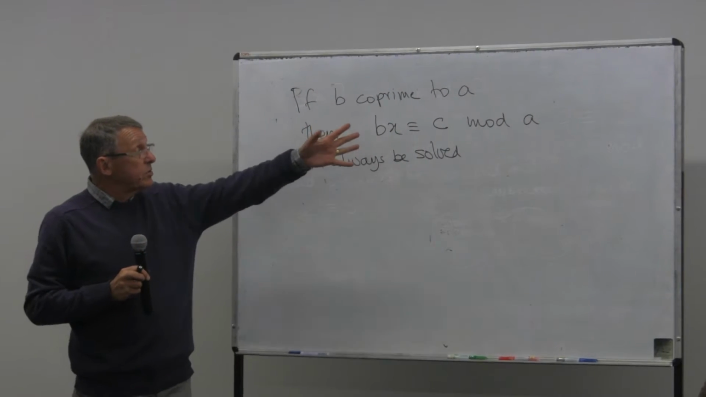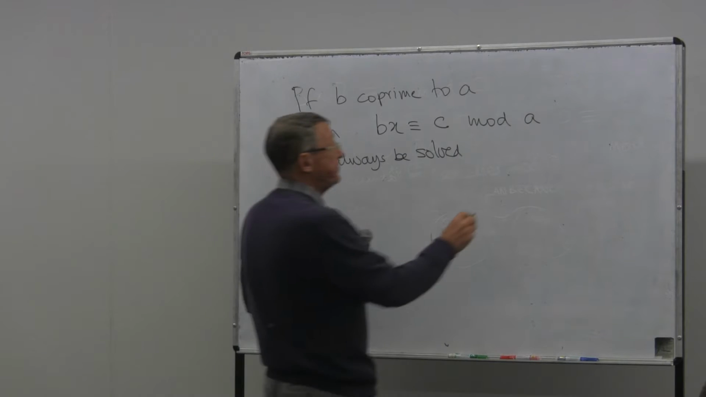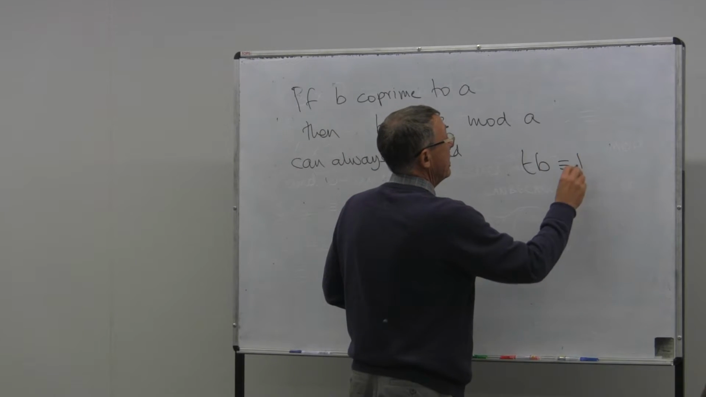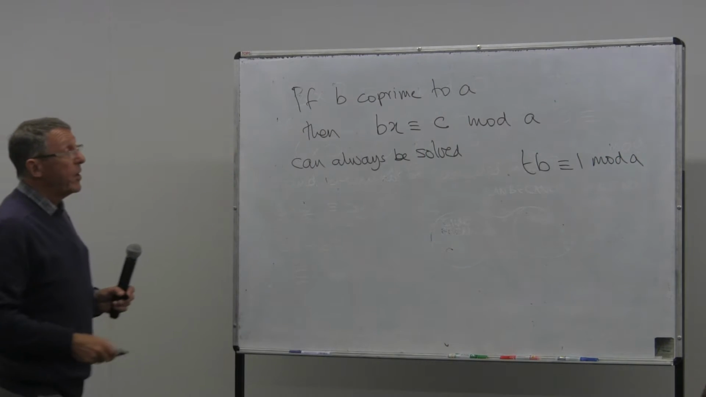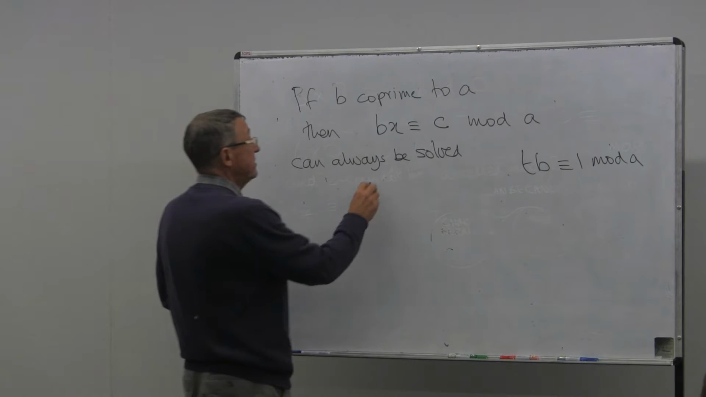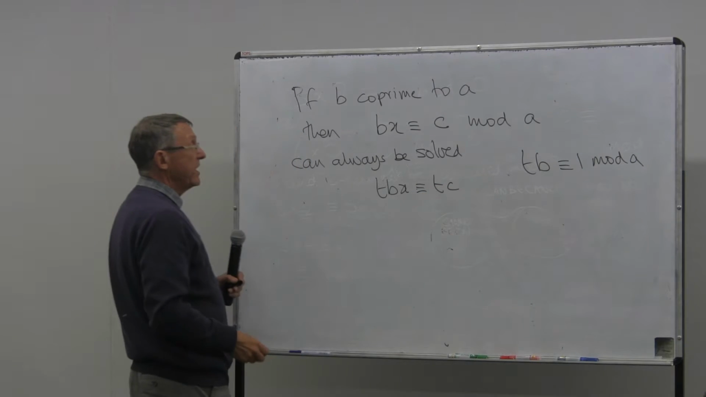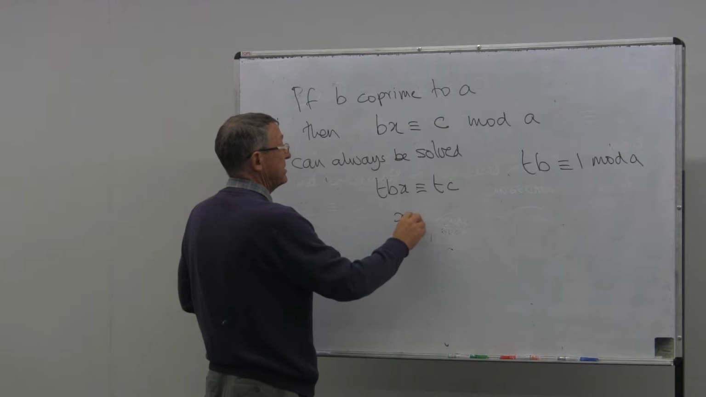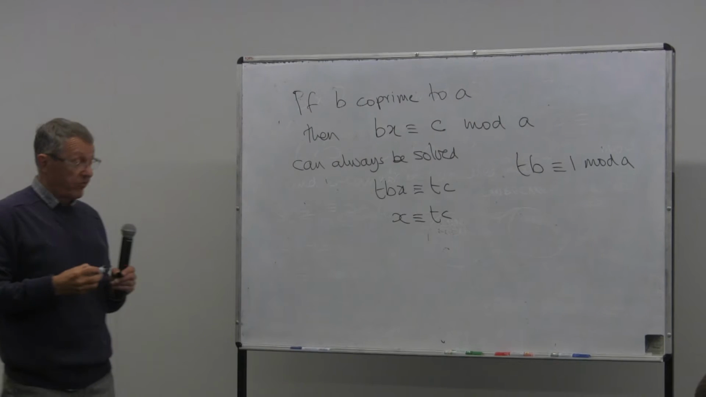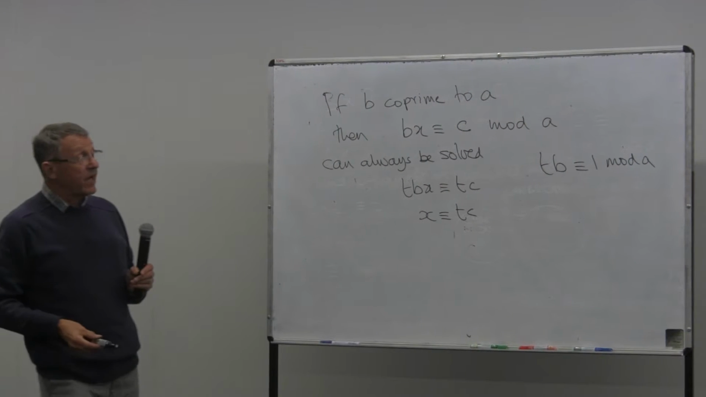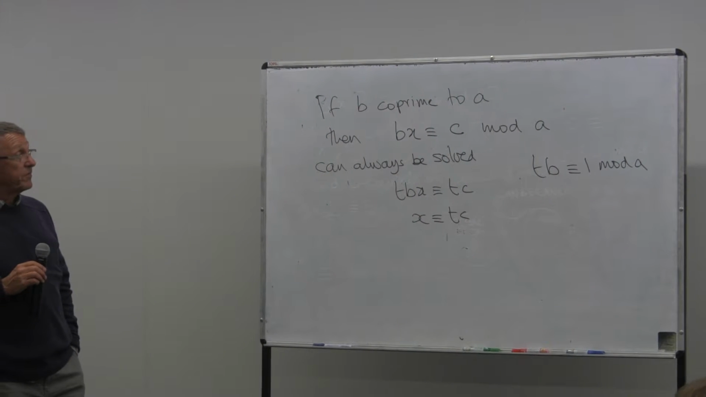And why is that so? Because, as I said, SA plus TB is 1, and therefore TB is congruent to 1 mod A. So you simply have to multiply both sides by T. TBx is congruent to TC mod A, but TB is 1, so x is congruent to TC. T behaves like a reciprocal of B, so you're dividing by B. Multiplying by T is the same as dividing by B. So that can always be solved.